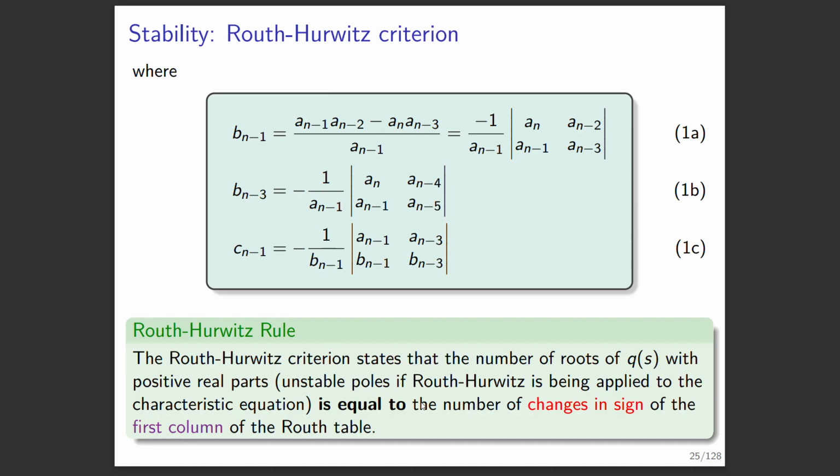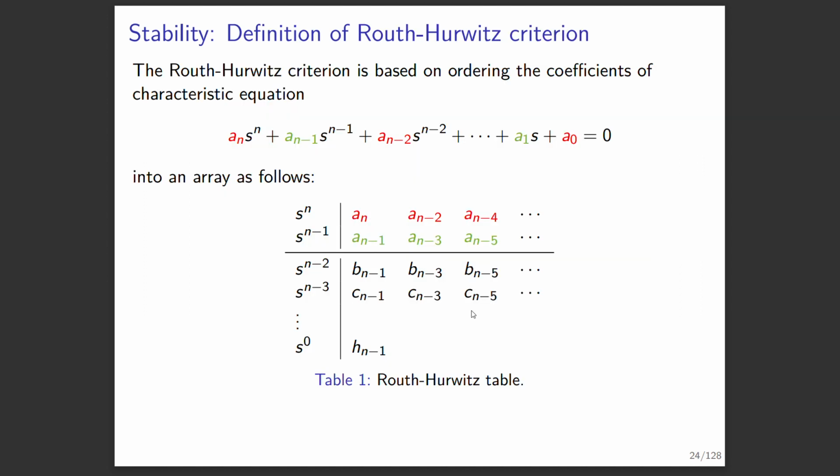They are equal to the number of sign changes of the first column. So I have this table. If I look at the first column, forget about the rest of this table, only the first column. The number of sign changes between these elements or numbers tells me how many poles are on the right hand side, and basically whether or not the system is unstable.